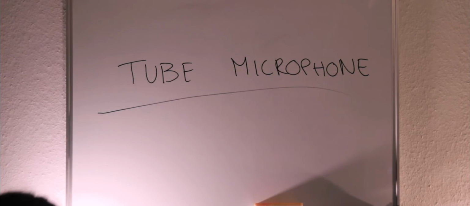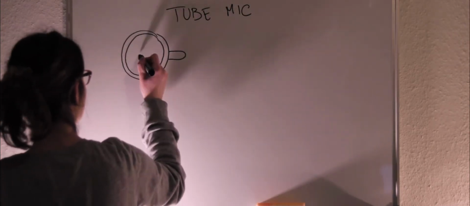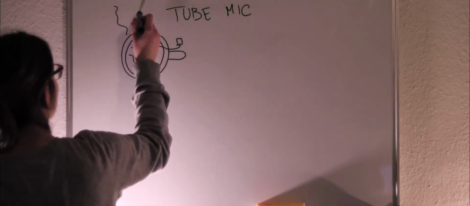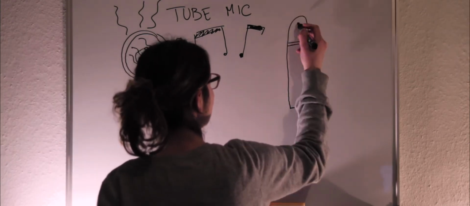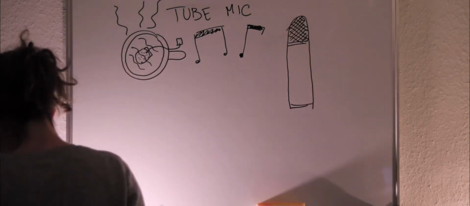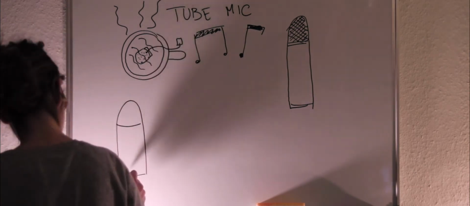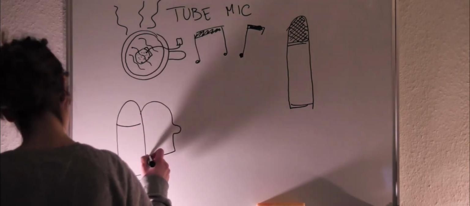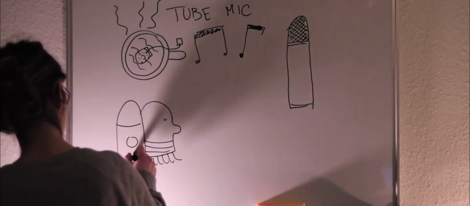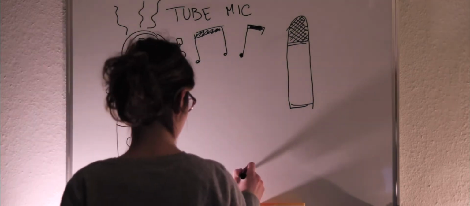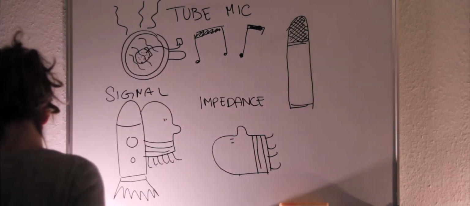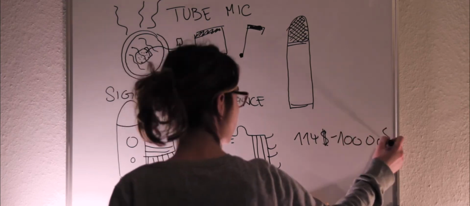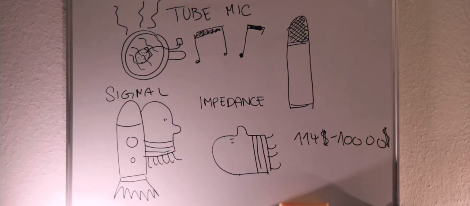Tube mics are associated with warmth and roundness. They are generally used for recording voice and instruments. Tube mics pass their capsule signals through a tube before the signal is outputted. Its job is to effectively boost the signal while lowering the impedance.